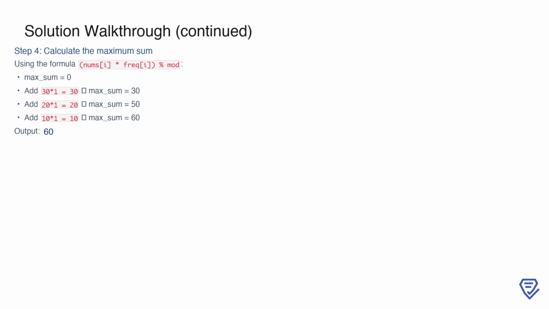Starting with max_sum as 0, we compute the first product, 30 multiplied by 1, which equals 30. Adding this to max_sum gives 30. Next, we multiply 20 by 1, which results in 20, updating max_sum to 50. Lastly, we multiply 10 by 1, yielding 10, making max_sum 60. Therefore, the maximum sum for this example is 60.